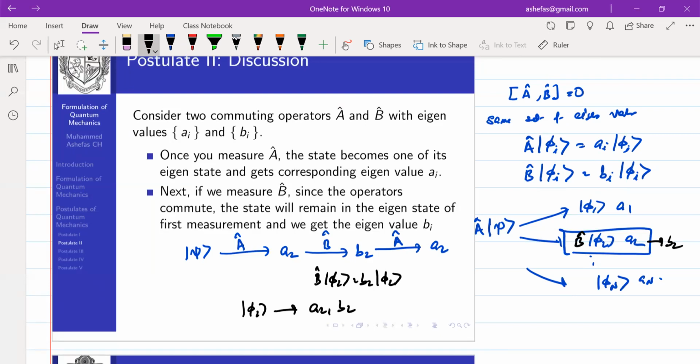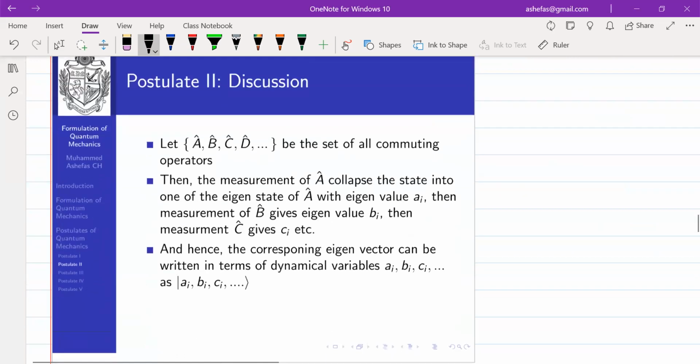Now, if you have a collection of all commuting operators, suppose A, B, C, D, etc., all these A, B, C, D are commuting operators. Then the first measurement of A will collapse the state to one of the eigenvectors of operator A, and that would also be an eigenvector of operators B, C, D, etc.